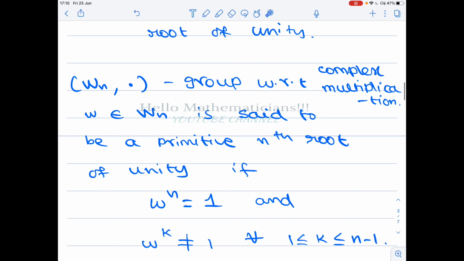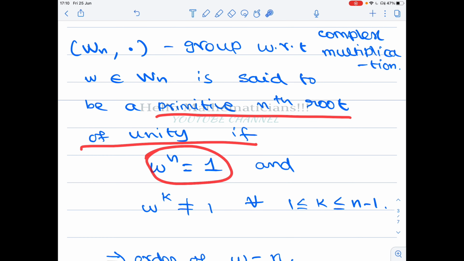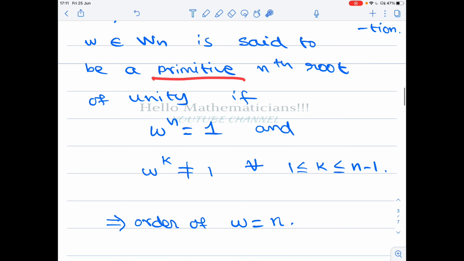Now W belonging to Wn is said to be a primitive nth root of unity if W to the power n equals 1. But this is true for every element of the nth roots of unity. If it is an nth root of unity, then its power n should be 1. But primitive means that W to the power k is not equal to 1 for all 1 less than or equal to k less than or equal to n minus 1.